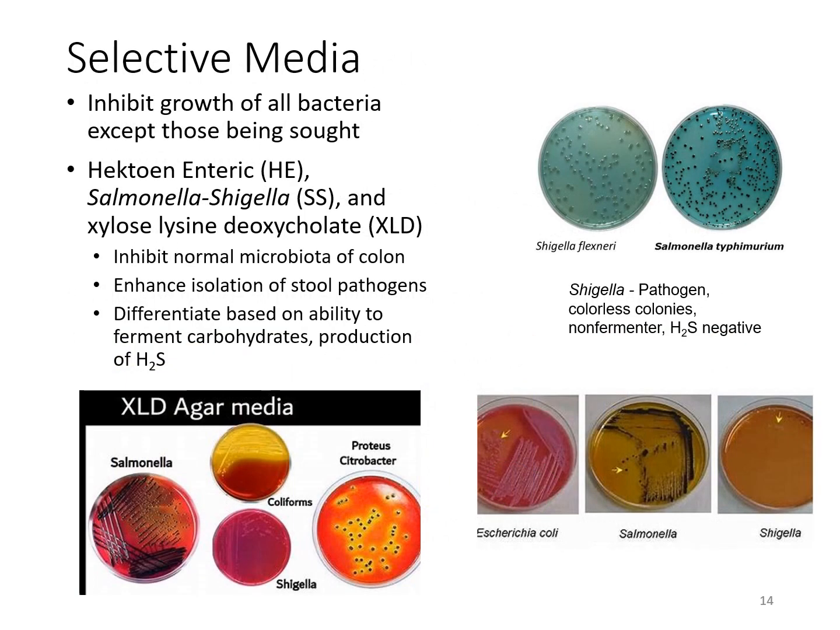Selective media is designed to inhibit the growth of all the bacteria except the particular one that you're looking for. So examples of this would be when we're using the culture media for stool cultures where we're looking for some of those pathogens like your Salmonella, Shigella. So the media will actually inhibit the normal bacteria that grow in the colon and then enhance and isolate the stool pathogens, and then it will help you to differentiate the particular stool pathogens based off of their ability to ferment the different carbohydrates as well as the ability to produce H2S. And that H2S is going to give you that blackening that you see taking place here.